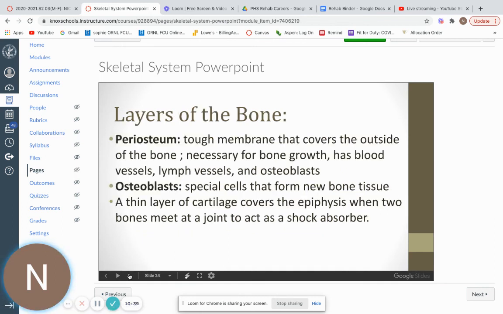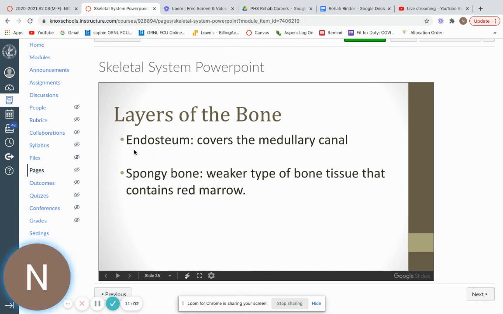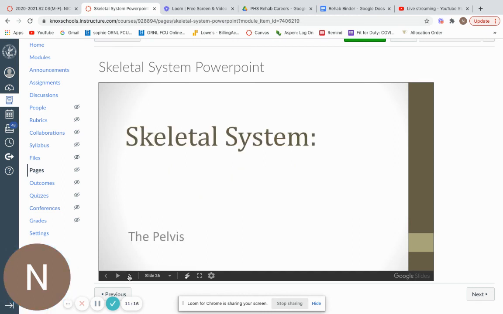And then we're also going to talk about layers of the bone. We have something called the periosteum, which is the outer tough membrane that has the blood vessels, lymph vessels, and the osteoblasts, the bone cells. And then the inner layer of the bone is called the endosteum. That makes sense because endo means in. It covers the medullary canal. Remember, the medullary canal has the yellow marrow and the fat in it. And then the spongy bone, which we've already talked about.